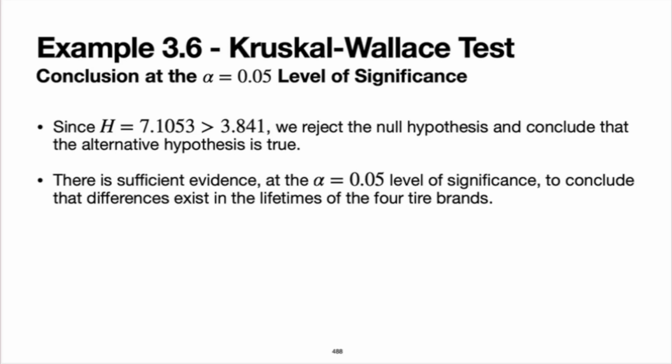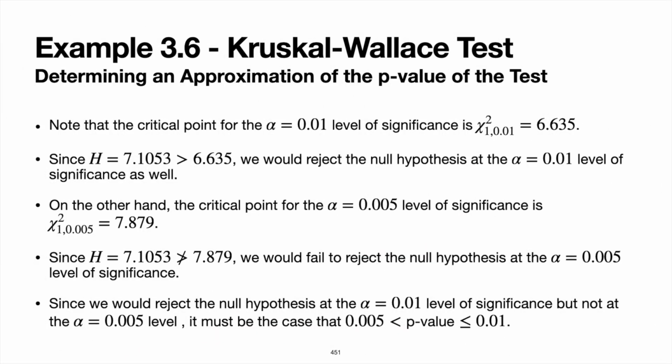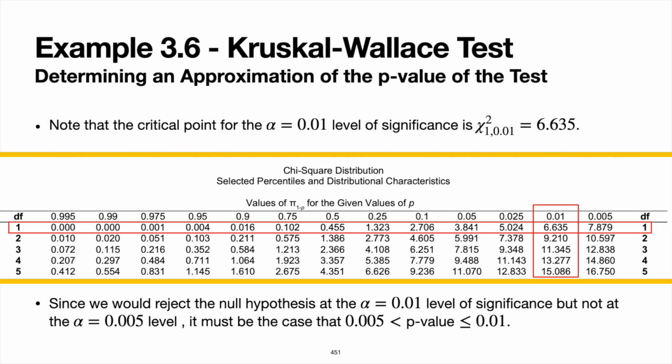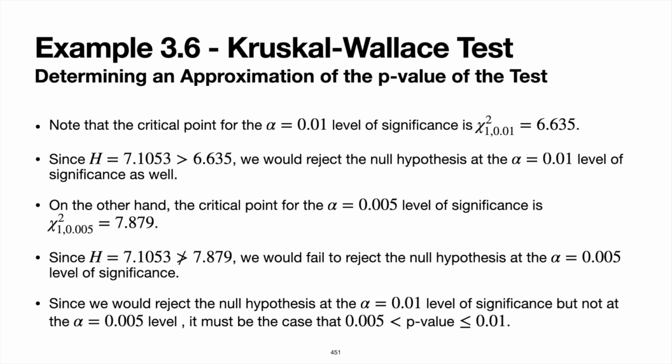Let's see here, there was a cut and paste error, hold on. So fix that. There is sufficient evidence at the 0.05 level of significance to conclude that the two alloys differ in terms of strength. We know that we reject at the 0.05 level. What about at the 0.01 level? Note that the critical point for the 0.01 level test is 6.635, and since our test statistic 7.1053 does exceed 6.635, we would reject the null hypothesis at the 0.01 level as well.